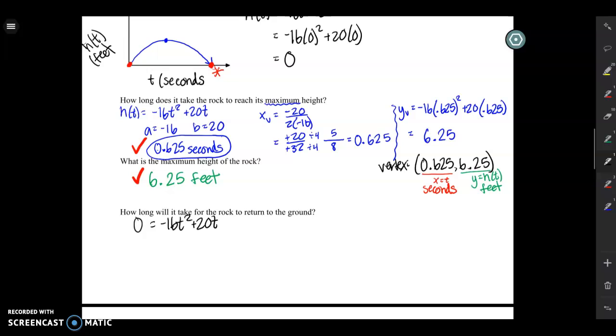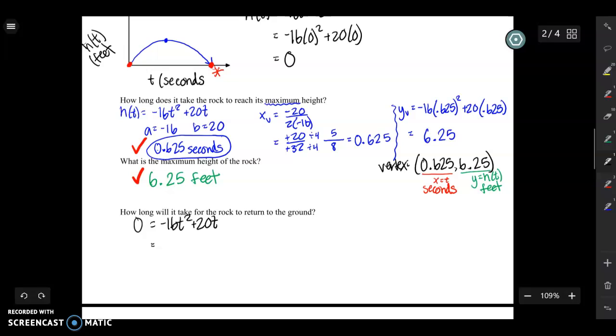And there's a couple different ways I can solve this. I can use the quadratic formula, I could factor it, or I could use square roots. In this case, I can't use square roots because I have two different t's, so I'd have to complete the square. And I could use the quadratic formula. I'm going to try to factor this one. I think it'll be a little bit easier.